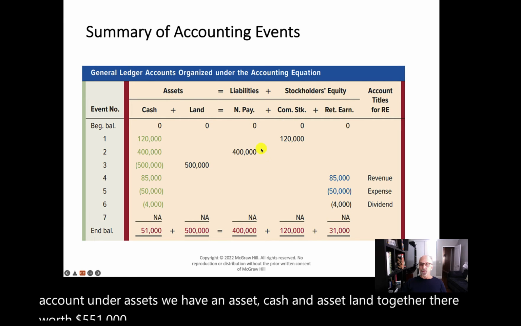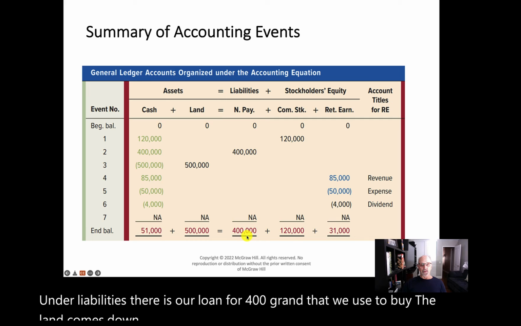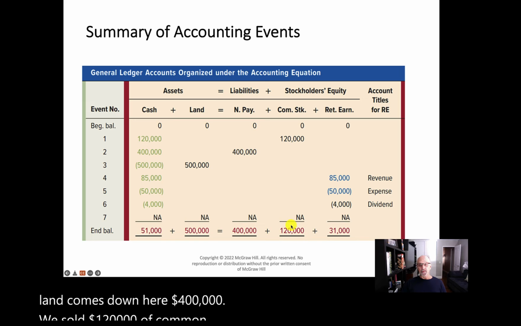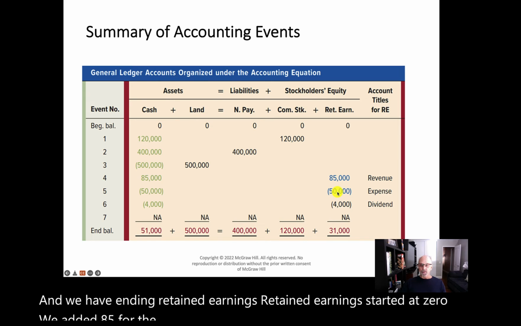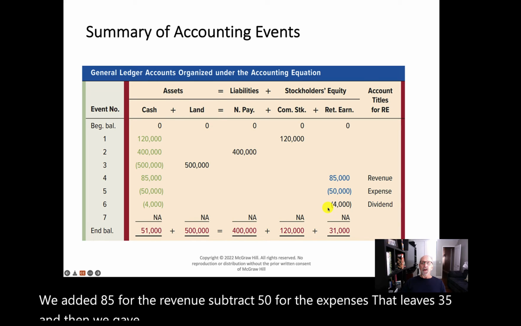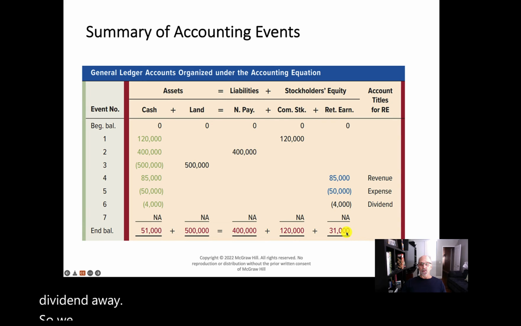Under liabilities, there's our loan for $400,000 that we used to buy the land. Comes down here, $400,000. We sold $120,000 of common stock. And we have ending retained earnings. Retained earnings started at 0. We added 85 for the revenue. Subtract 50 for the expenses, that leaves 35. And then we gave a dividend. A dividend is a return to the stockholder saying, we did well, here's some of the profits. So we gave a $4,000 dividend away. So we have an ending retained earnings of $31,000.